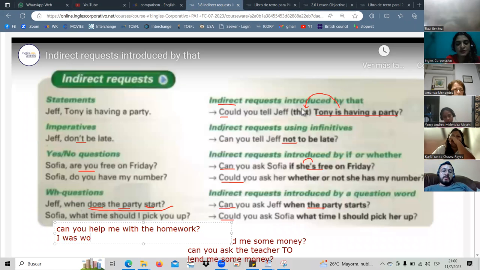Or you can also say, I was wondering if you can... Look, here with help, can you is the regular question. You can is already a question, but in an indirect form, right? I was wondering if you can lend me some money. I was wondering if you can help me with the homework. Okay? Nice, guys.